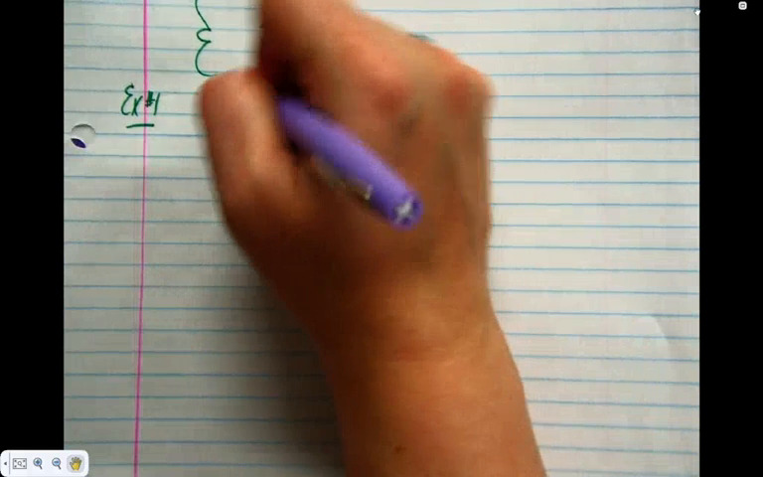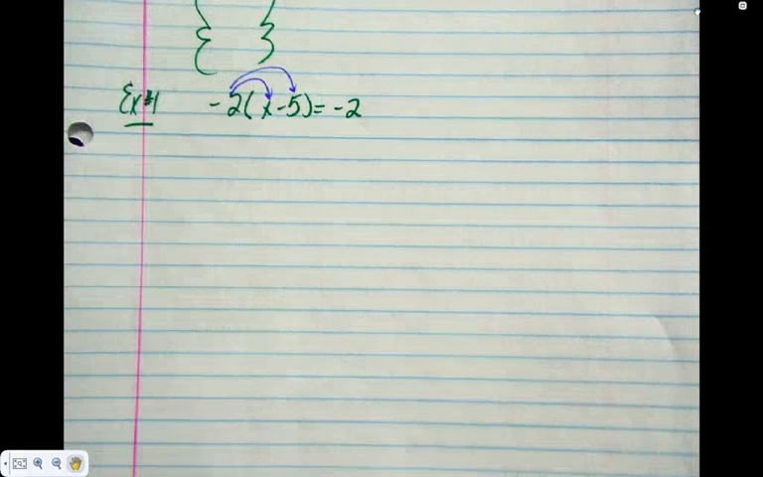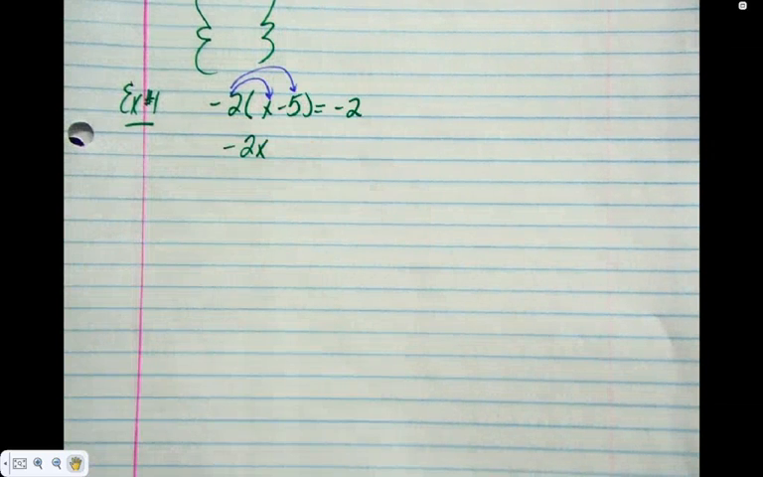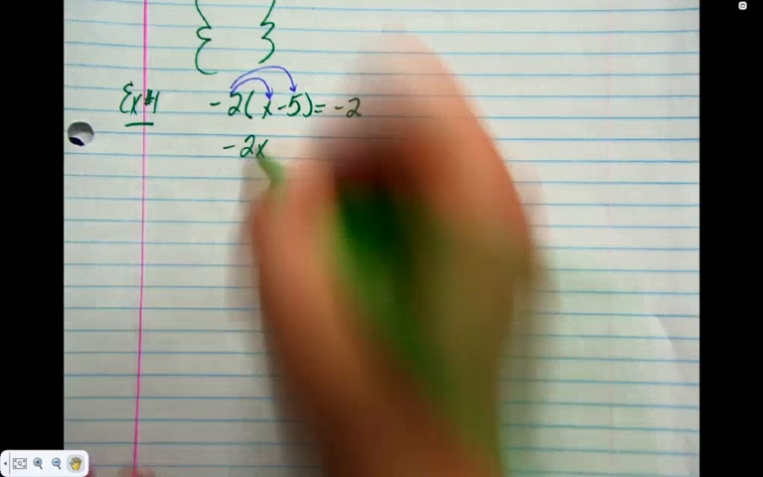Remember, we take whatever's outside and we distribute it to every term inside the brackets and we multiply. So coefficient times coefficient, add the exponents if you need to. So negative 2 times x. Awesome. And then negative 2 times negative 5, be careful with that, negative negative becomes positive.